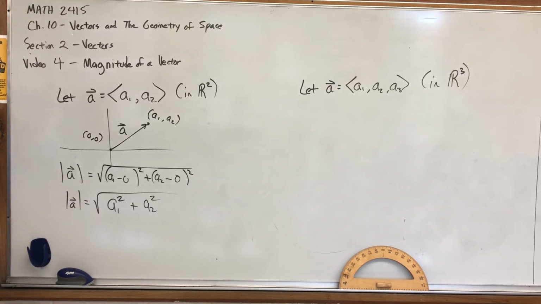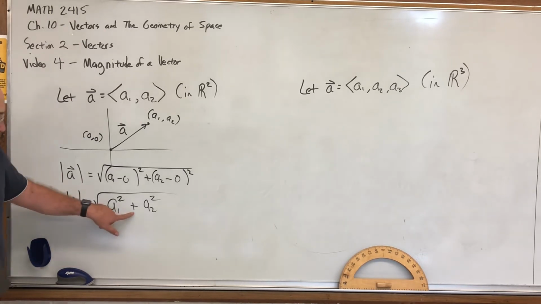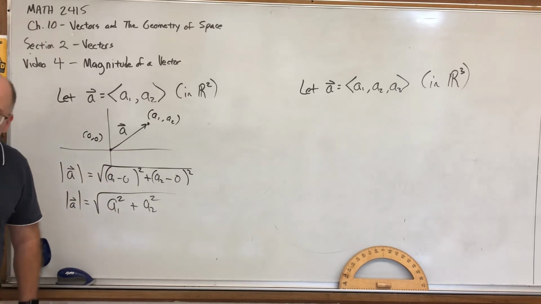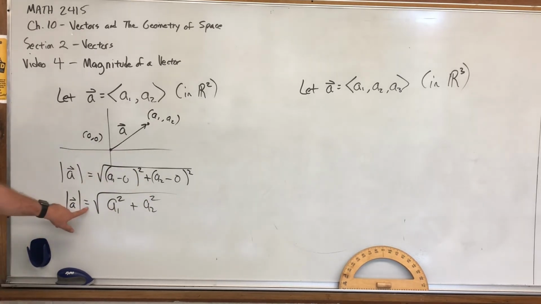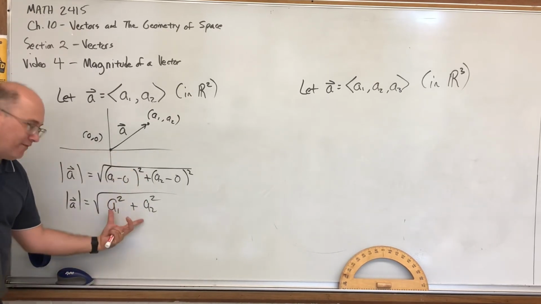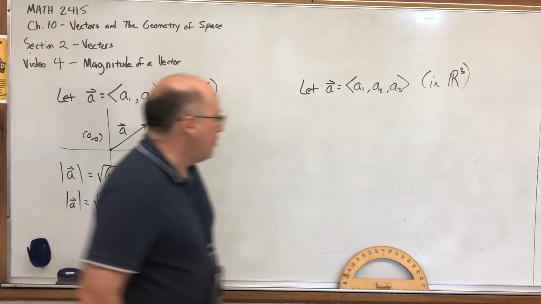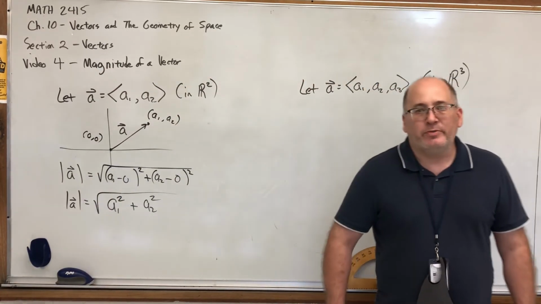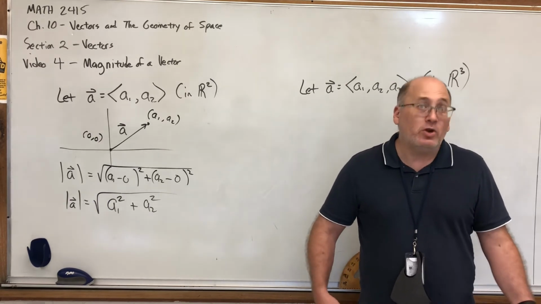In words, the magnitude of the vector is the square root of the sum of the squares of its components. I'm going to say that again. The magnitude is the square root of the sum of the squares of the components. If we were in 3 dimensions, it would be exactly the same thing. We would just need a 3-dimensional distance formula. Oh wait, we have one.